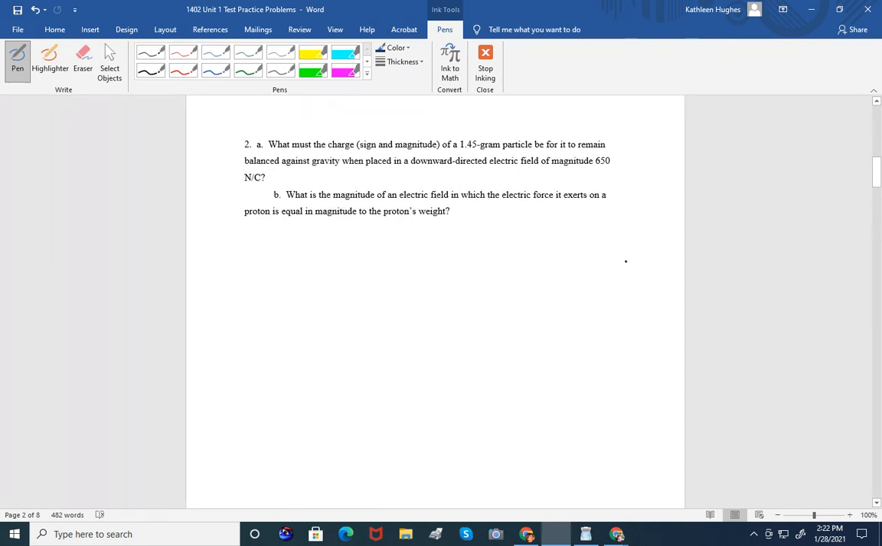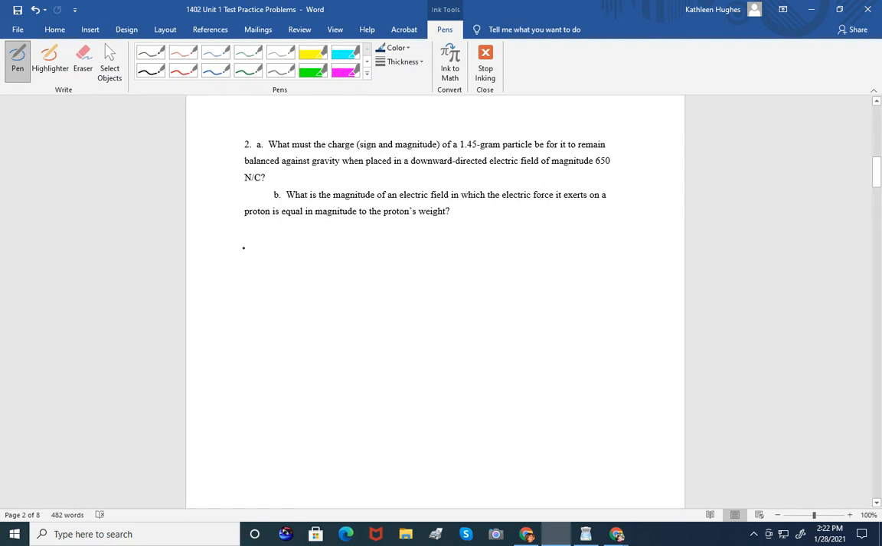All right, let's go to problem 2. What must the charge be, and we want both the sign and the magnitude, so is it positive or negative, and how big is it, of a 1.45 gram particle B for it to remain balanced against gravity when placed in a downward directed electric field of magnitude 650 newtons per coulomb.